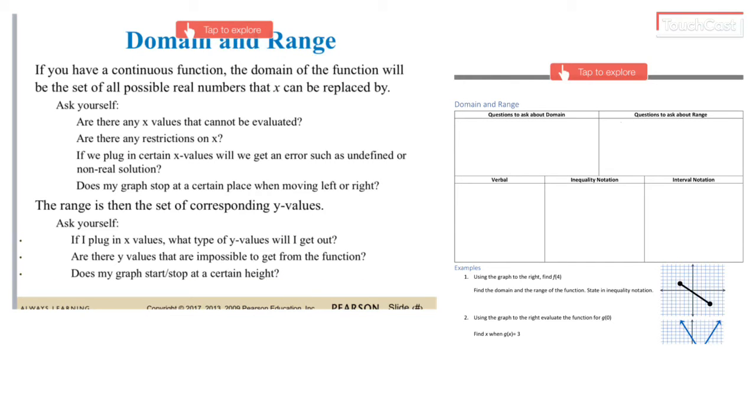So I think that the domain and the range are not hard when you have discrete examples where you have specific x's that you're evaluating for, and you can simply just list each of those ordered pairs into that set notation. A lot of students struggle, though, with domain and range once we get to continuous functions.